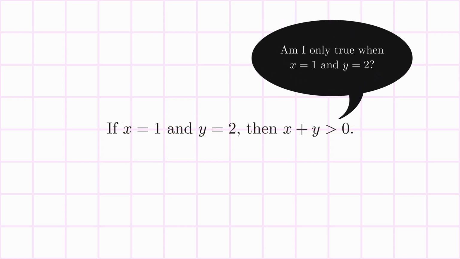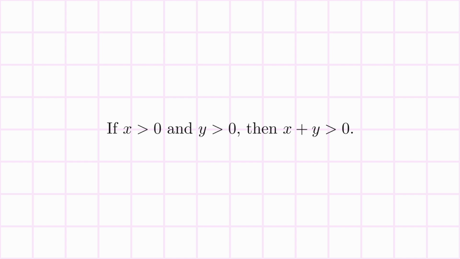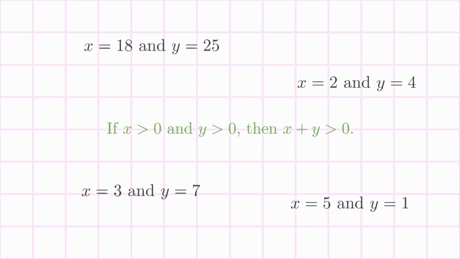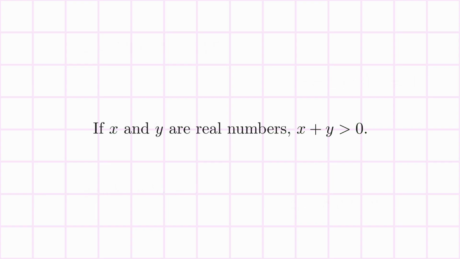Conditional statements tend to be more useful when the conditions are broader. For example, we can widen the scope of our conditional statement to positive numbers, and the statement still only has one truth value, which is true, but the statement says a lot more than the previous one. If we further widen this condition to any real number, the statement will then always be false.